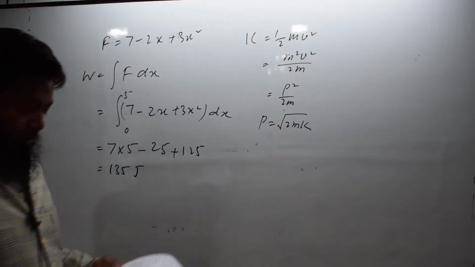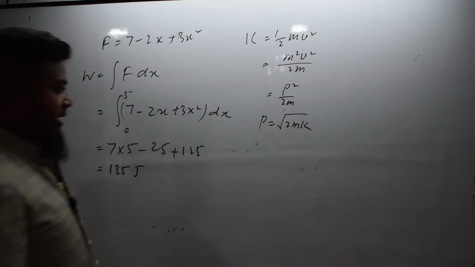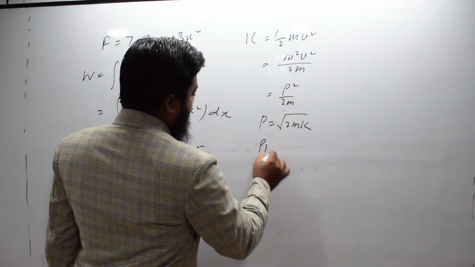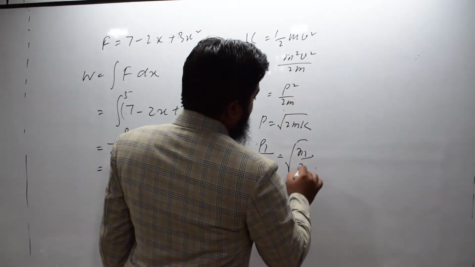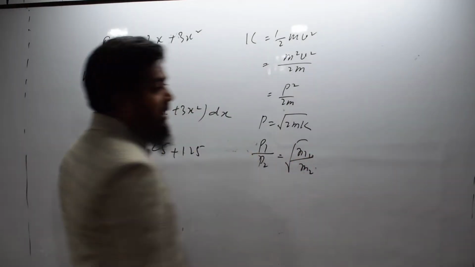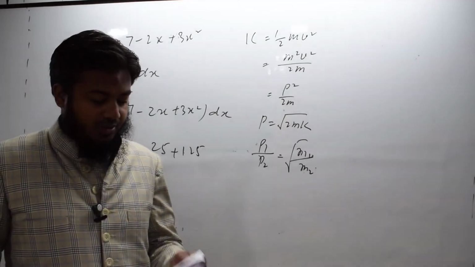Okay. So, two bodies now, the question says, have equal kinetic energies. If the two bodies have equal kinetic energies, then P1 upon P2 will be equal to under root m1 upon m2. So, this is the third option, C option.